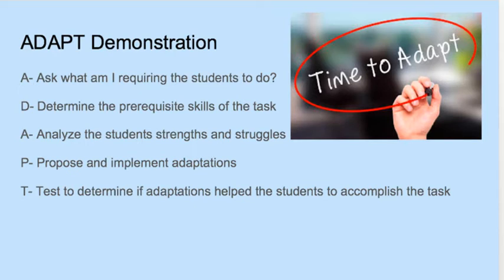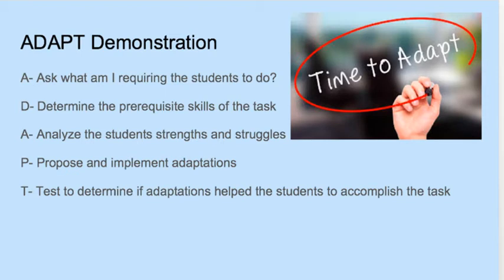So first, the background on my student. My student is named Mike, and he leaves his books at school all the time. He forgets to write down his homework, and therefore comes to class with incomplete homework and spends a lot of the class period just trying to find his homework, and he loses out on that instructional time. So in order to help Mike, I'm going to use the ADAPT strategy.